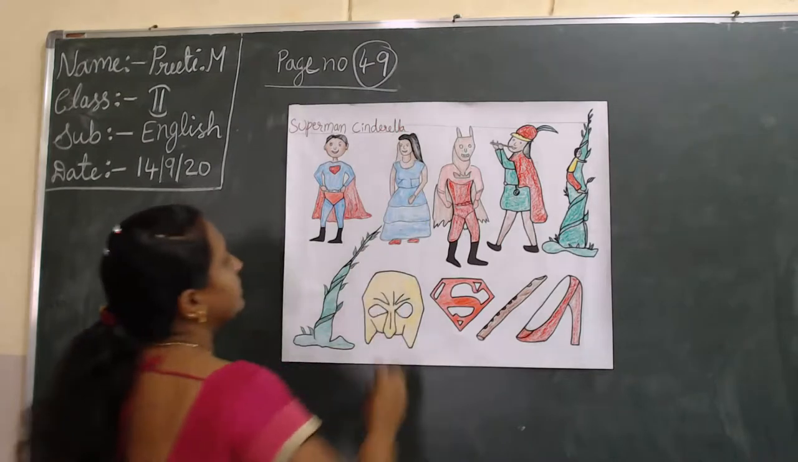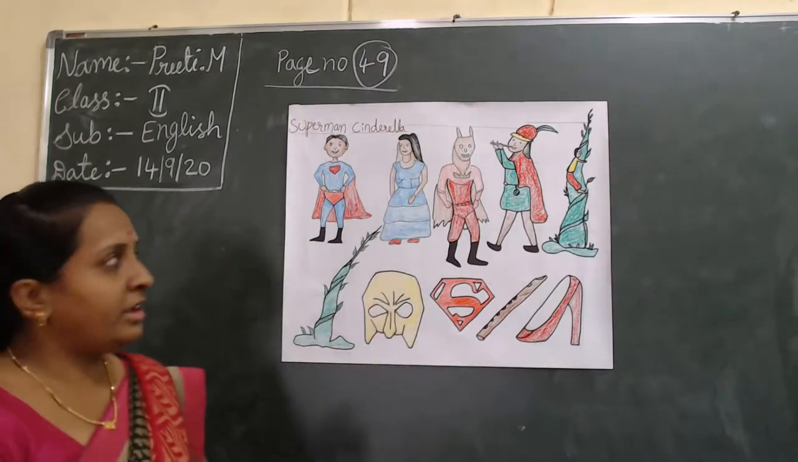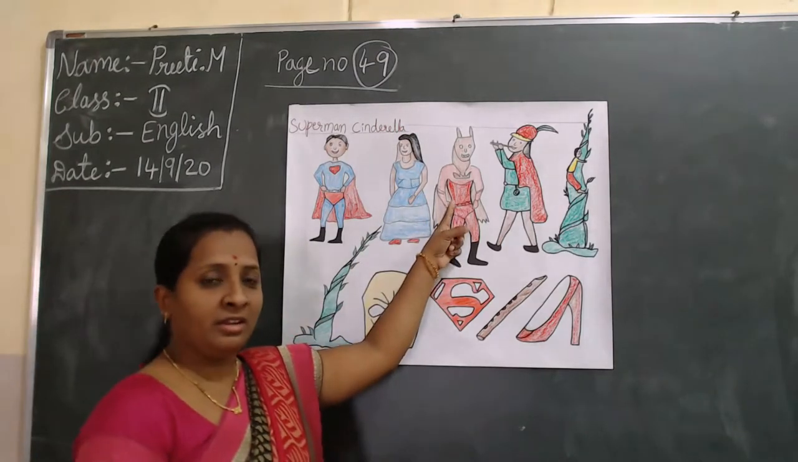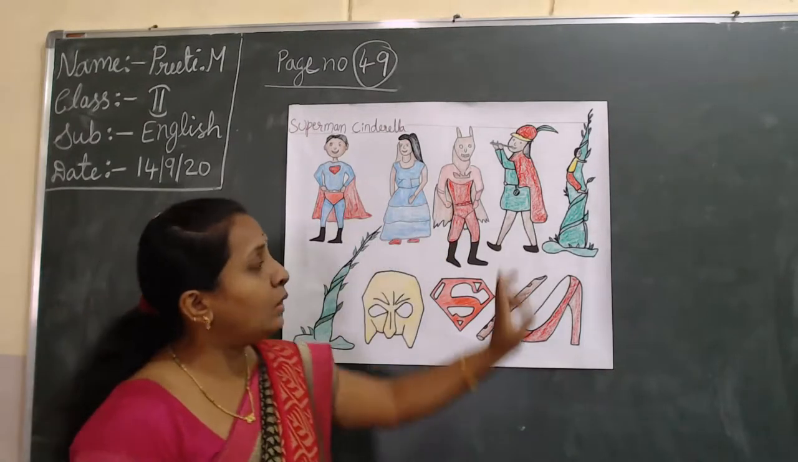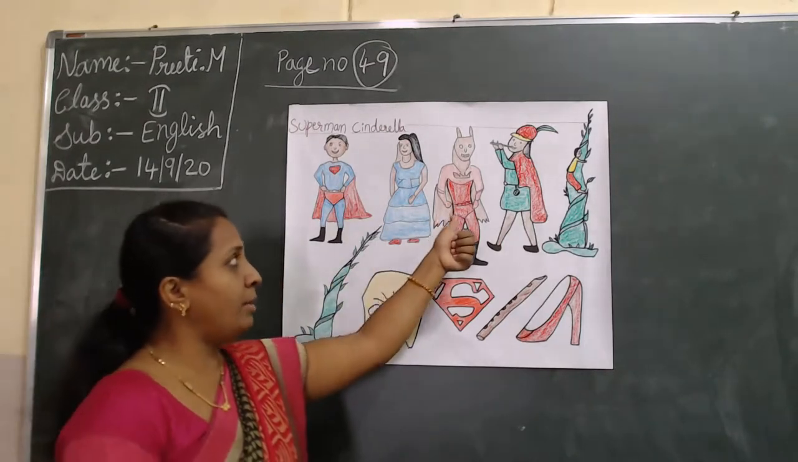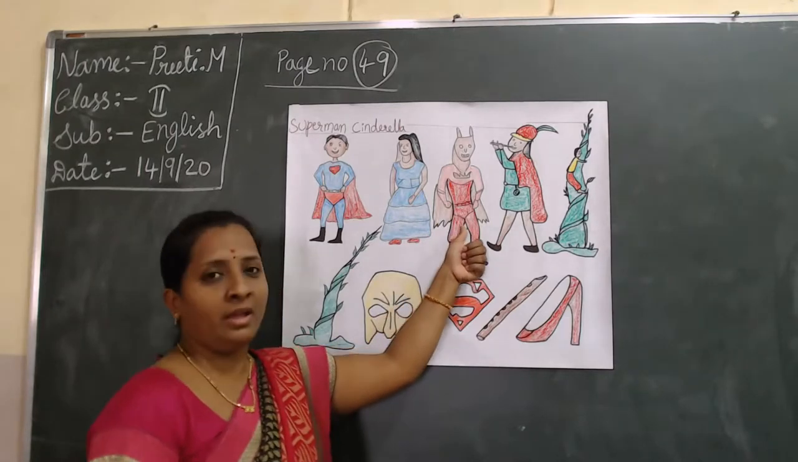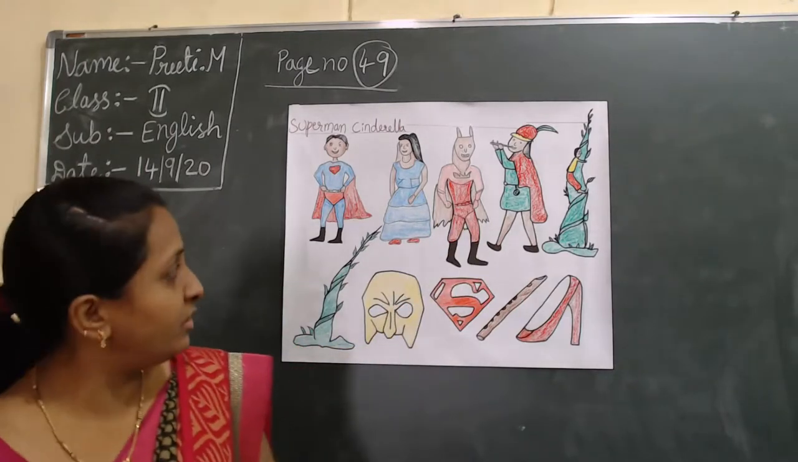She is Cinderella. Next one, can you guess who he is, children? You might be knowing all the characters. One of them is Batman. He is Batman, children.